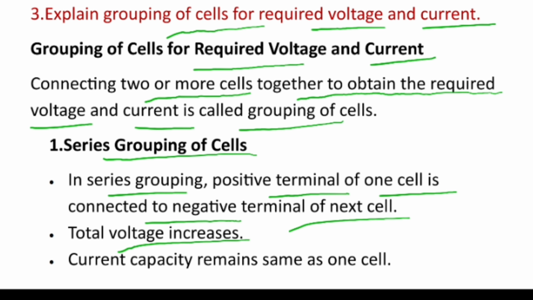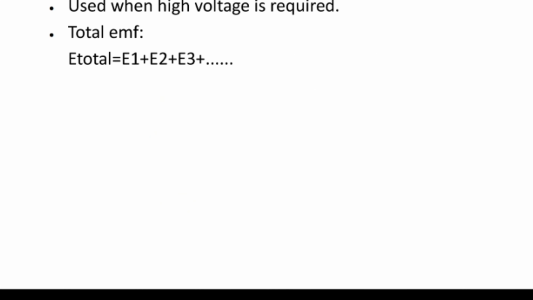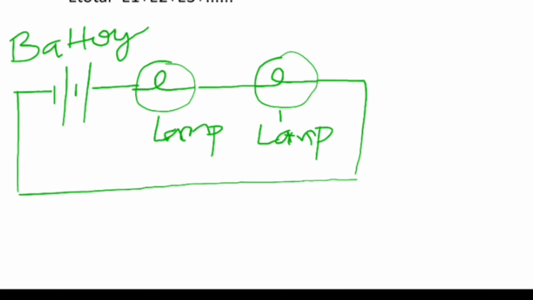Total voltage is increased; current capacity remains the same as one cell. Used when high voltage is required. Total EMF is equal to E1 plus E2 plus E3. That is series. This is the diagram of cells arranged in series, with battery and lamp arranged in series.